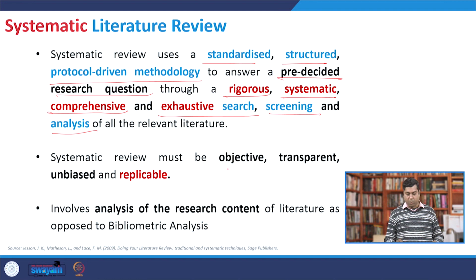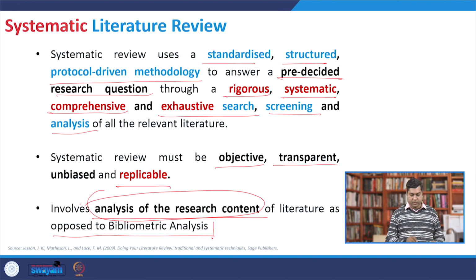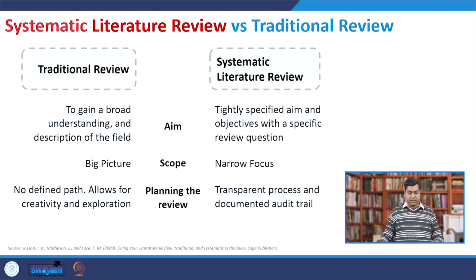Systematic review must be objective, and definitely it should be transparent to remove the bias, so that you do not only take up the information which can fit your argument. You also need to review those studies on a similar topic which present arguments not in favor of a particular approach or particular findings, and definitely it should be replicable. It involves analysis of the research content of the literature, as opposed to bibliometric analysis. In bibliometric analysis we do not look at the content, but here it is important because this is something you require to understand.